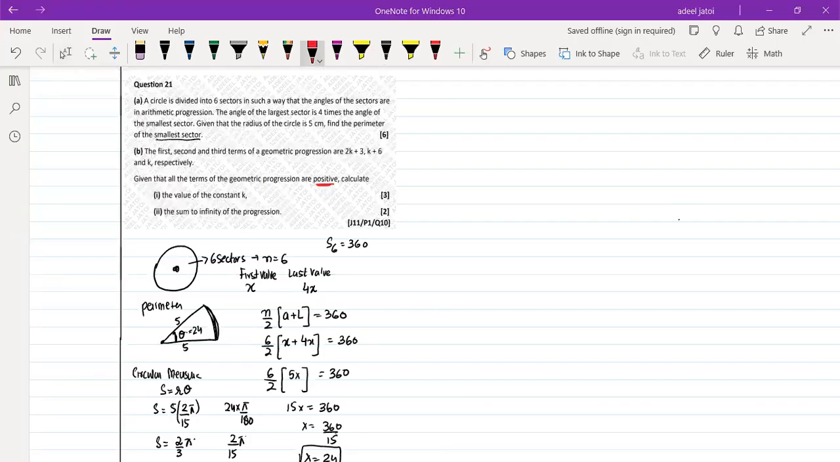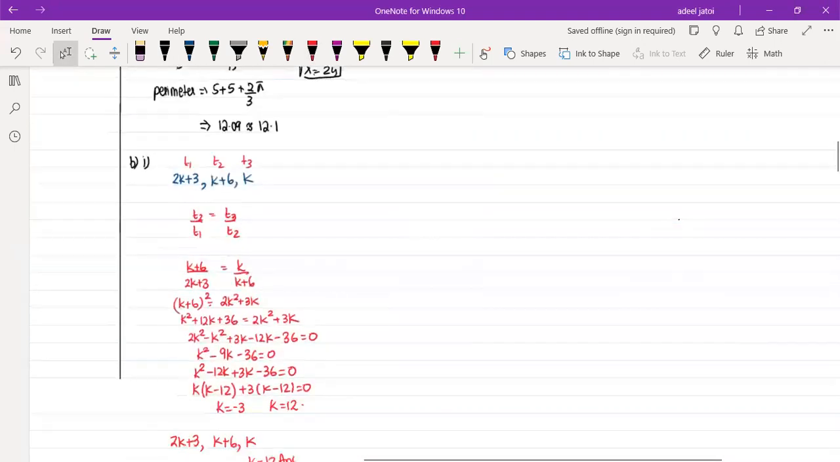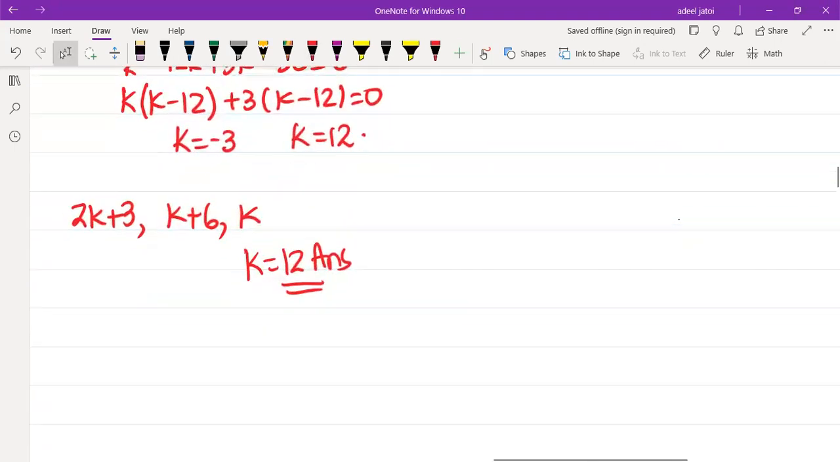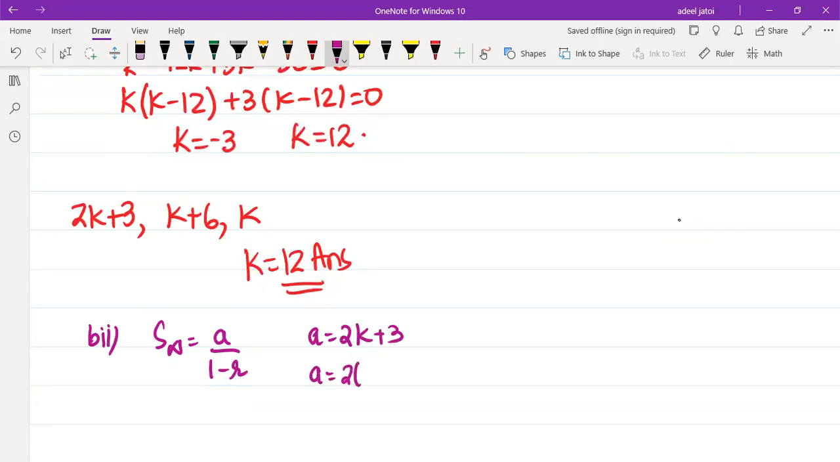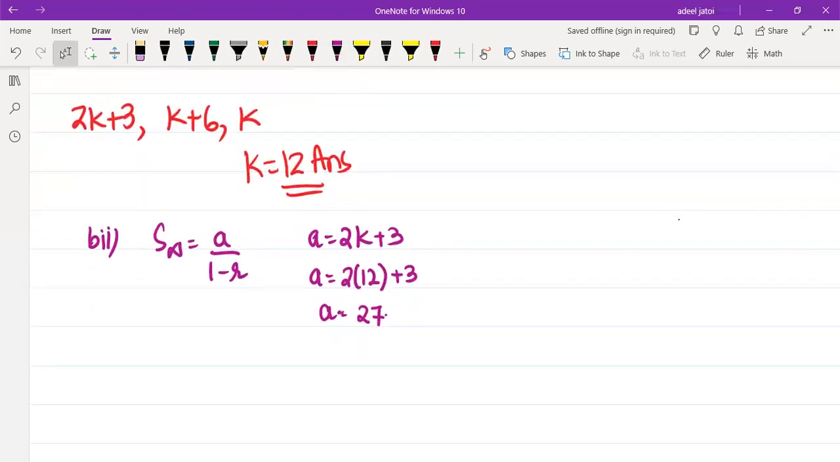Now in part B2, the sum to infinity of the progression is required. The sum to infinity is a upon 1 minus r. Your a will be calculated from 2k plus 3, so a is 2 times 12 plus 3, which is 24 plus 3, which is 27. But to have r, I need to calculate k plus 6 as well. k plus 6 is 18. So this becomes your second term and a is your first.